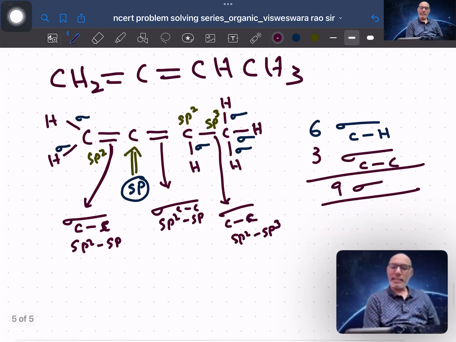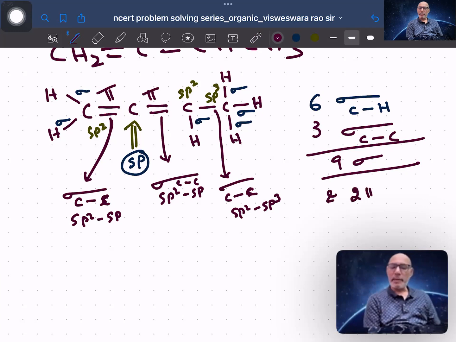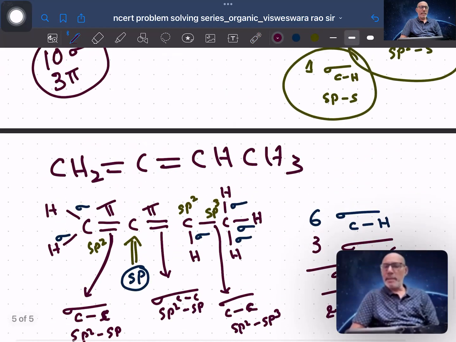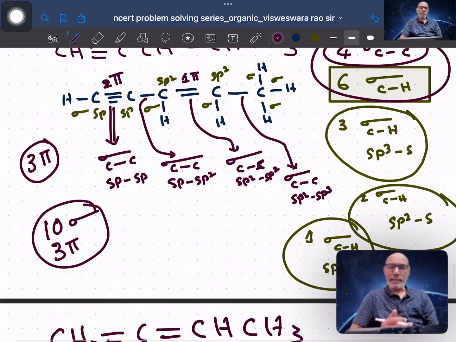You can clearly see that one. Here is one pi bond you are seeing. So this is one pi bond, this is another pi bond, and two pi bonds. So this is the thing now: 9 sigma bonds and 2 pi bonds. Like that, you can count the sigma bonds and pi bonds. They can also ask ratios, like I told you earlier.